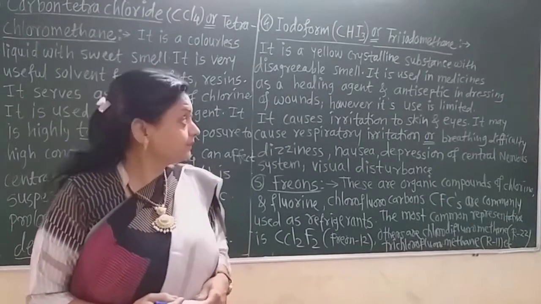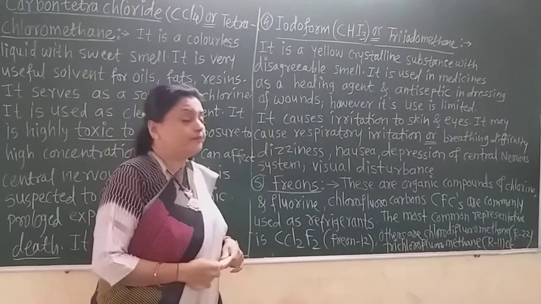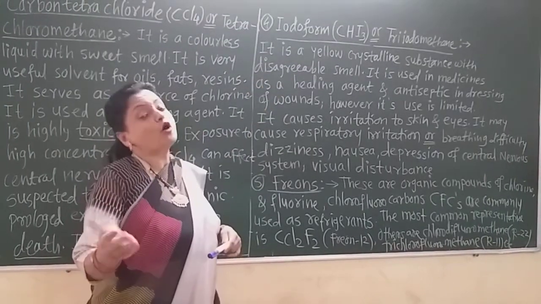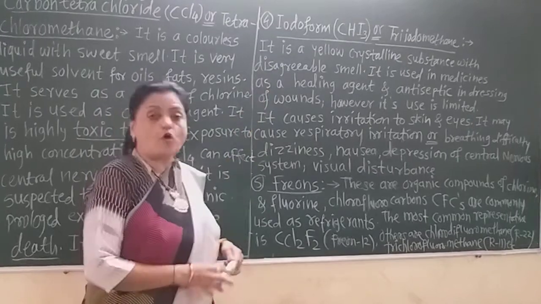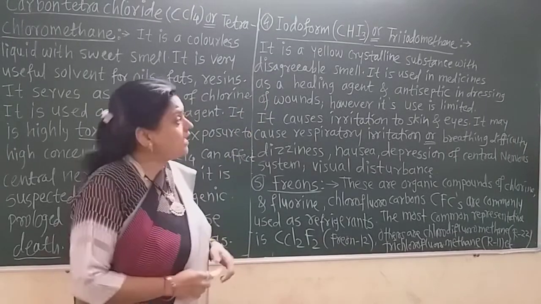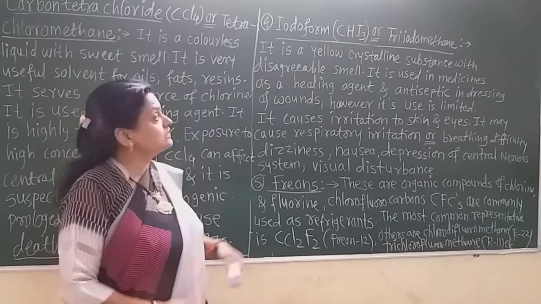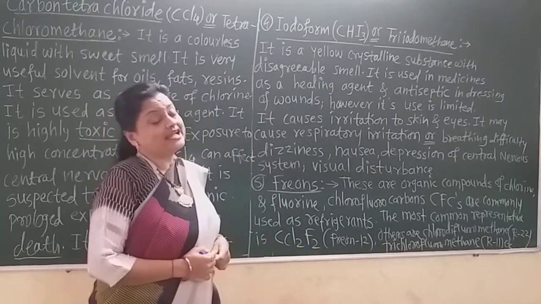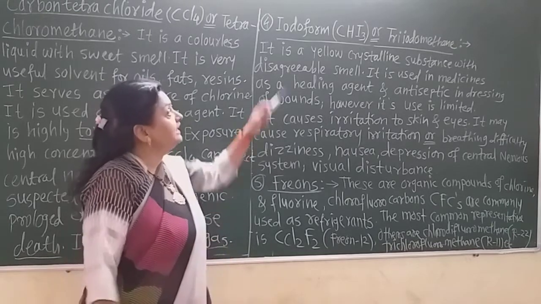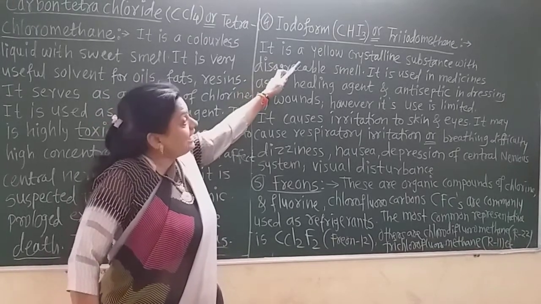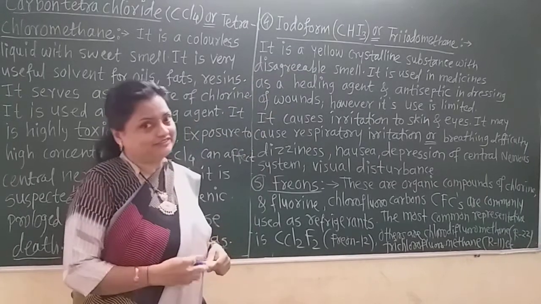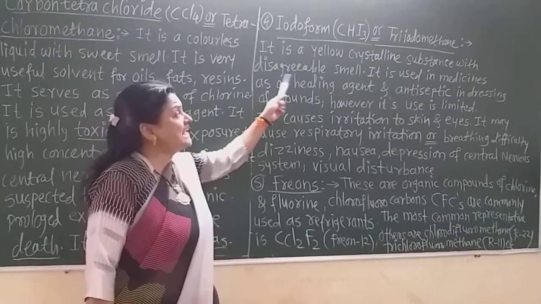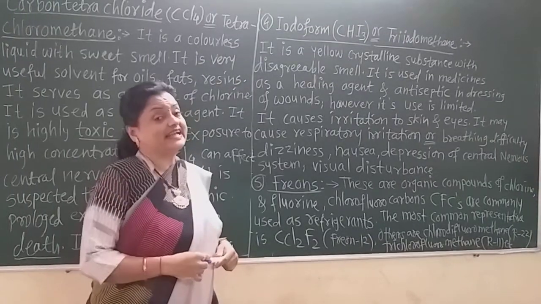Now the next one is iodoform, which has the formula CHI3, just as chloroform is CHCl3. It is also called triiodomethane because there are 3 iodine atoms. Now this iodoform or triiodomethane CHI3 is a yellow crystalline solid with a very disagreeable smell.